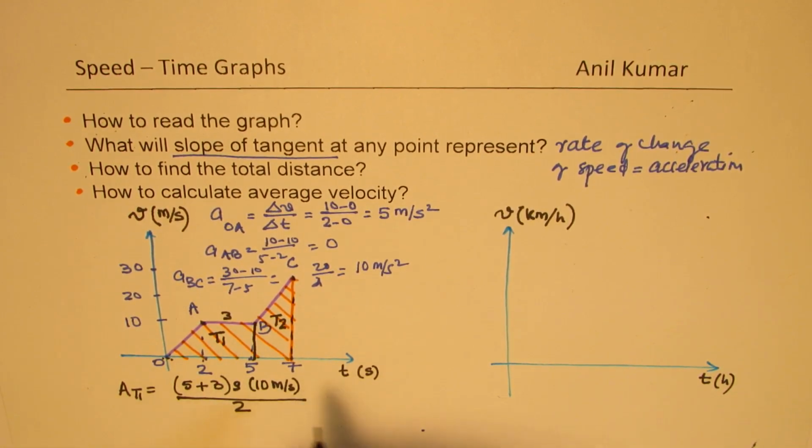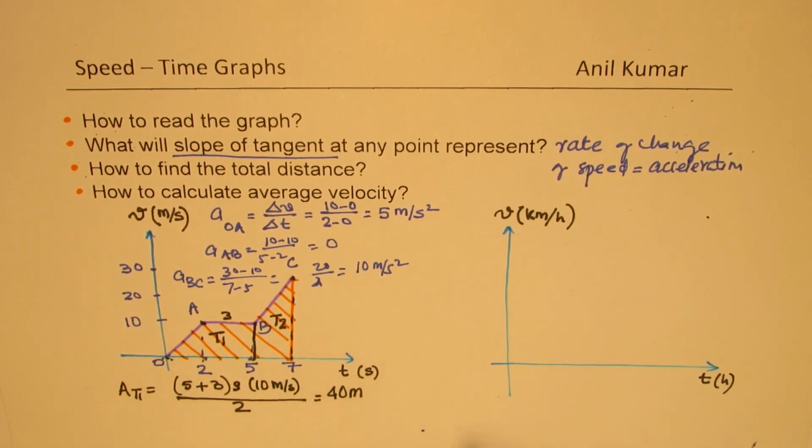We can calculate this area, which is equals to 5 plus 3 is 8, and 8 times half is 4, 4 times 10 is 40. So we have 40 meters as this area.